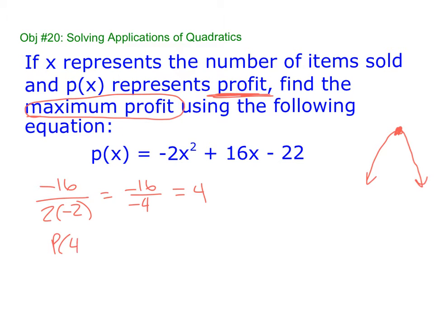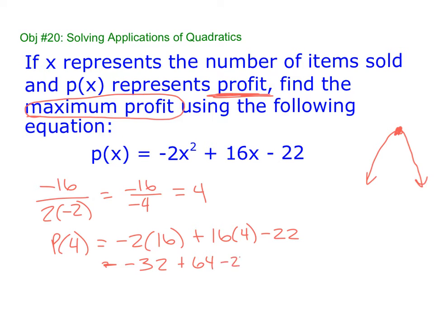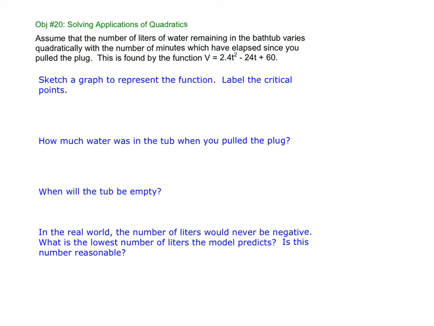So P of 4, negative 2 times 16 plus 16 times 4 minus 22. Negative 32 plus 64 minus 22. 32 minus 22, I got 10. And there's no real units here, so the profit is 10 something, who knows, $1 million if it's a real company. All right.